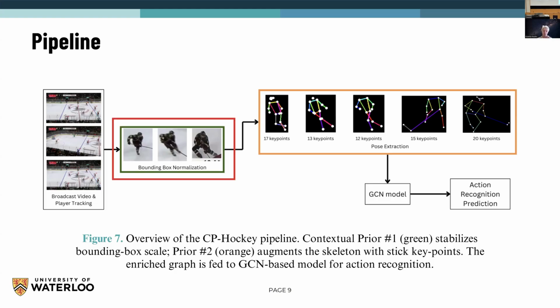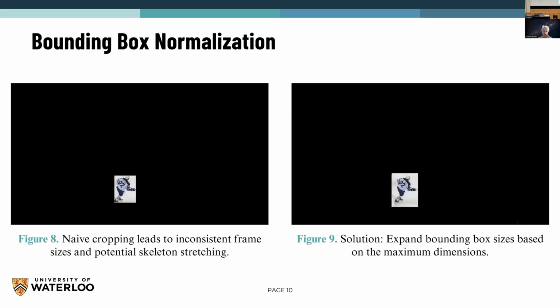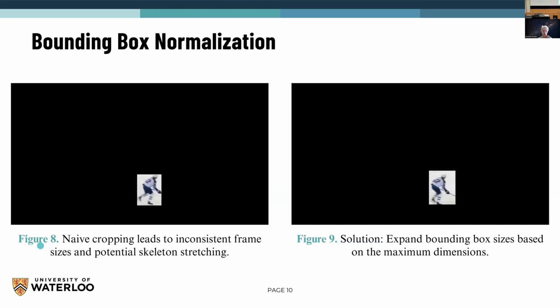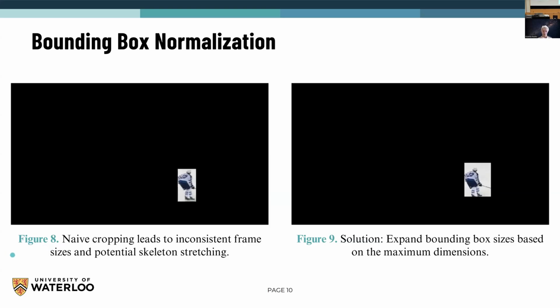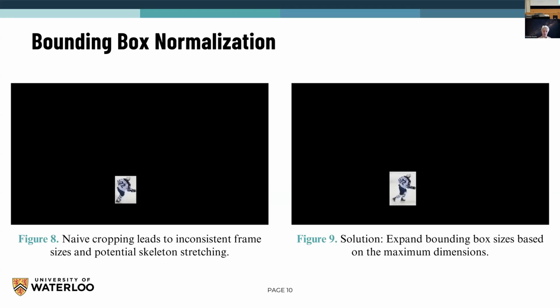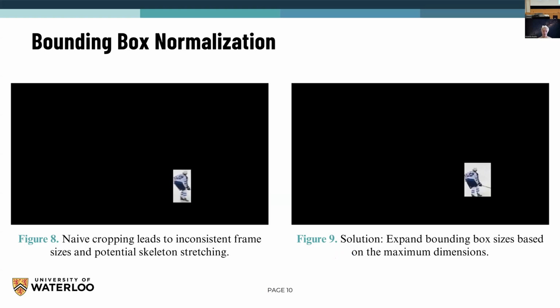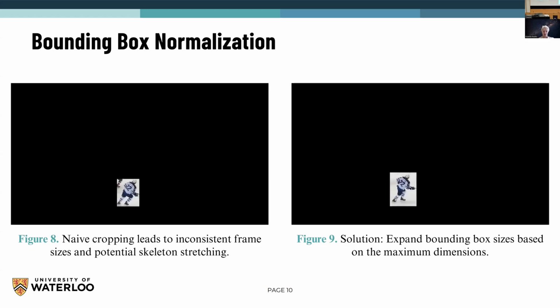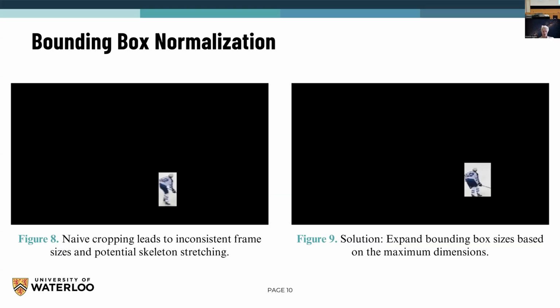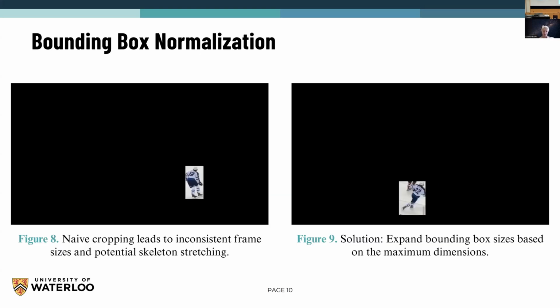So firstly, I will start by explaining the bounding box normalization step. Here in Figure 8, you can see that standard bounding box cropping leads to spatial jitter and inconsistent player sizes across frames. So the solution was to expand bounding box sizes based on the maximum dimensions across an action sequence, leading to a set resolution size across frames. In our GCN-based model, we feed cropped samples from the whole video with a set resolution size.